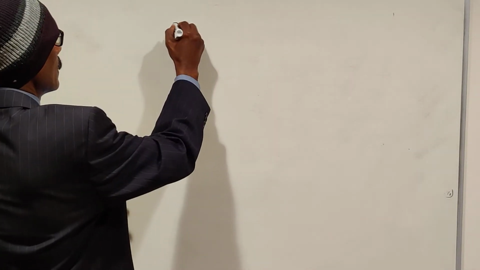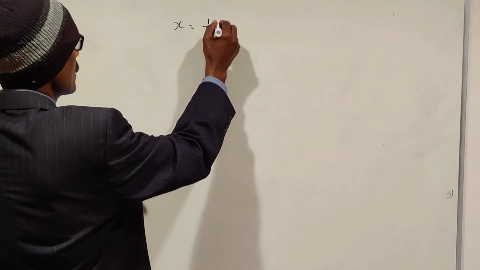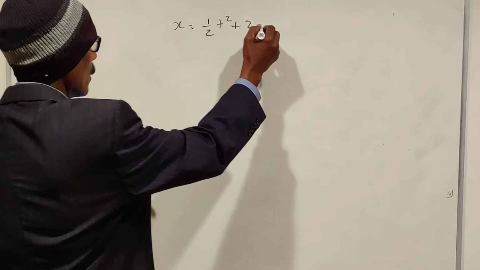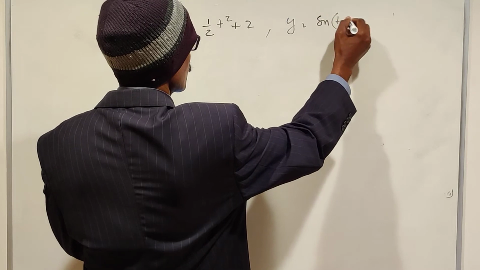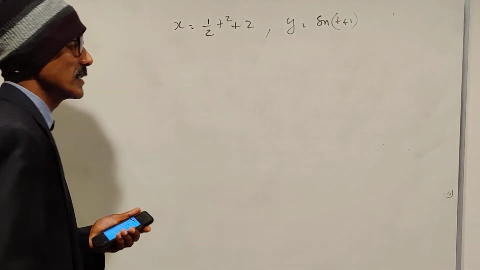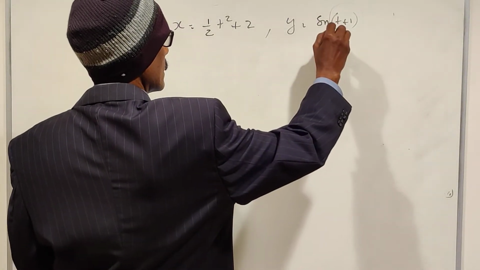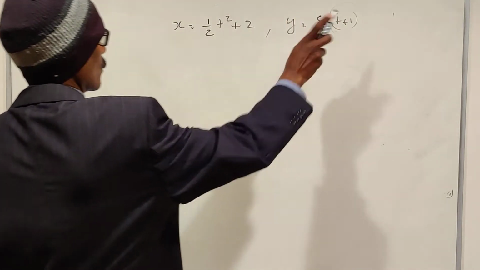X is equal to half t square plus 2. Y equals sine of (t plus 1). This is the angle. Sine of (t plus 1), that is one function.